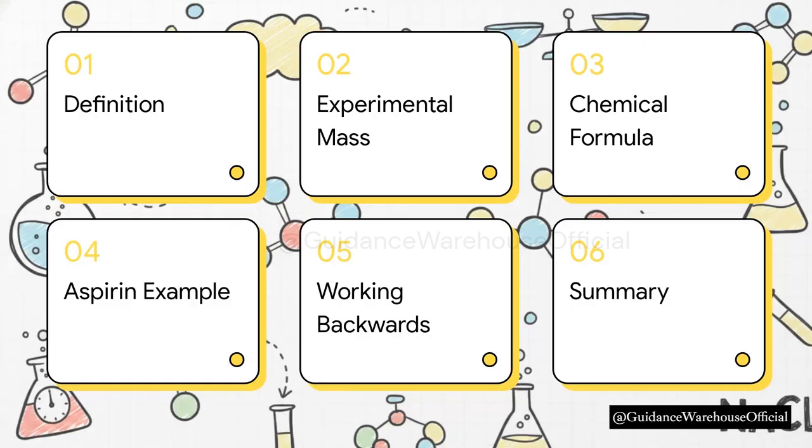Here is our quick roadmap for today. 1. What is percent composition? 2. Calculating it from experimental mass. 3. Using the chemical formula. 4. A real-world application with aspirin. 5. Working backwards using hemoglobin. And 6, our summary and next steps.